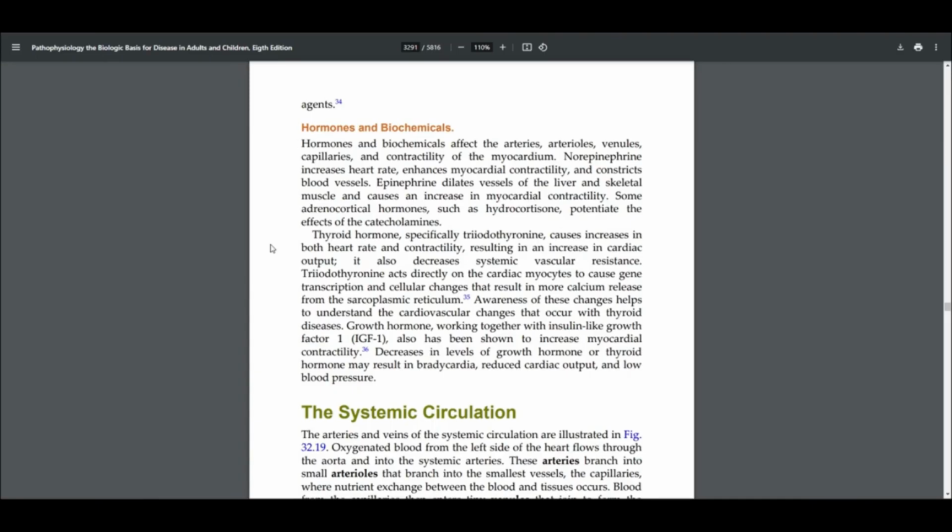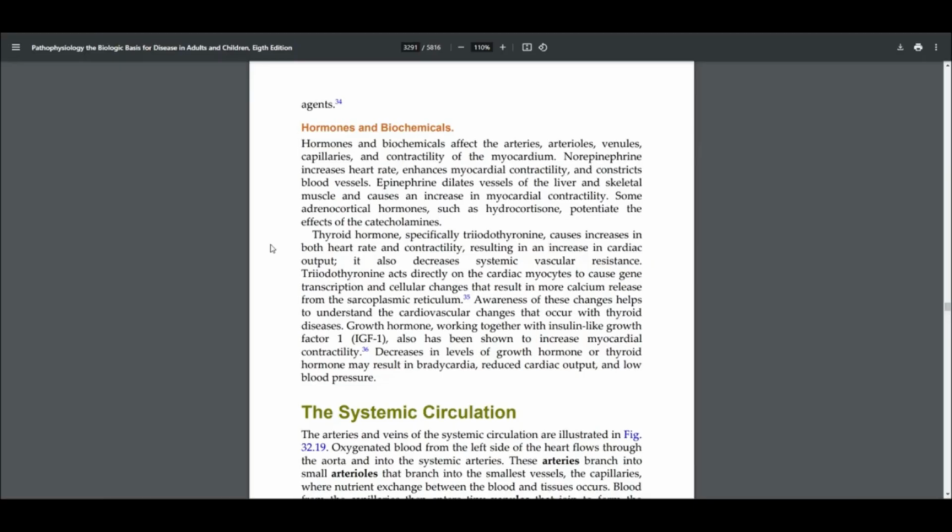Thyroid hormone, specifically triiodothyronine, causes increases in both heart rate and contractility, resulting in an increase in cardiac output. It also decreases systemic vascular resistance.